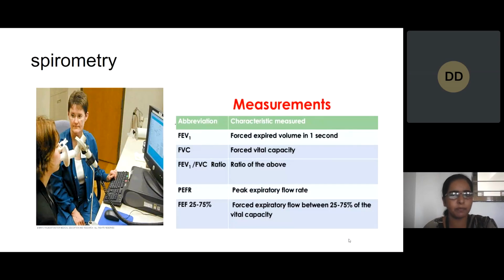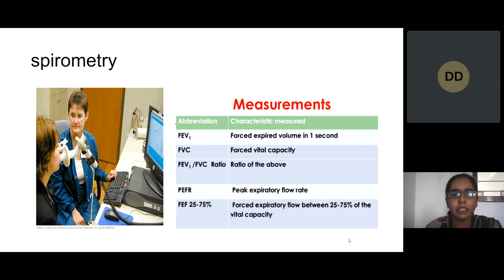This is the picture of spirometry. Many of you have seen and done the spirometry test. What we see in spirometry is FEV1, that means forced expiratory volume in 1 second; forced vital capacity, FVC; and the FEV1/FVC ratio, that is the ratio of the forced expiratory volume to the forced vital capacity.